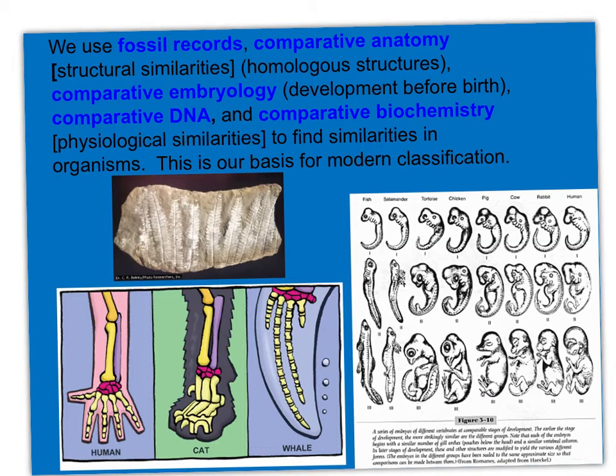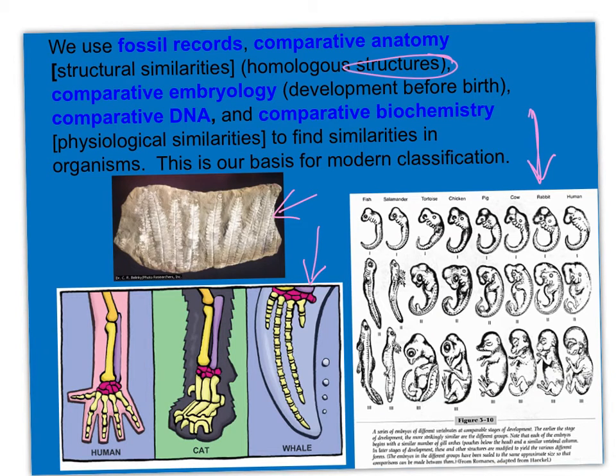So we look at fossil records, and comparative anatomy, so comparing structures. These are structural similarities. We also can compare embryos. Embryos, remember, are before birth. That is what this picture is pointing to. And then this is a fossil, and this is comparative anatomy. We also can compare DNA, and then we can compare the biochemistry of things and see similarities. For example, we can compare different proteins that different animals have.